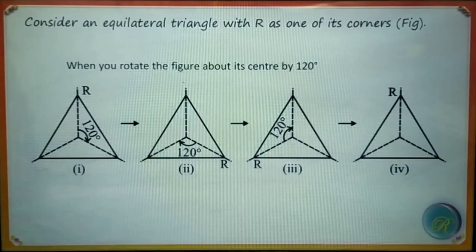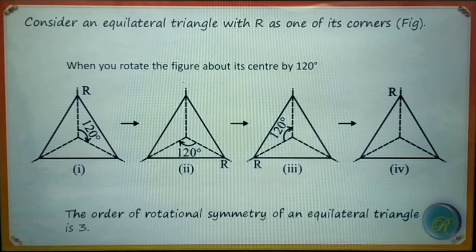Consider an equilateral triangle with R as one of its corners. When you rotate the figure about its center by 120 degrees, which you can see in the following figure, then the order of rotational symmetry of an equilateral triangle is 3.